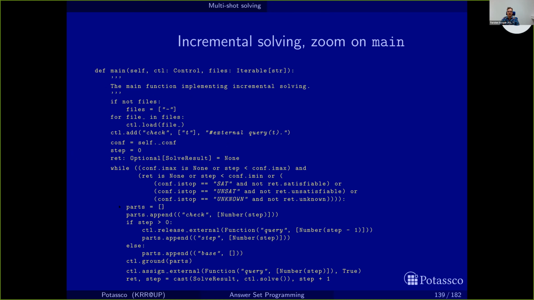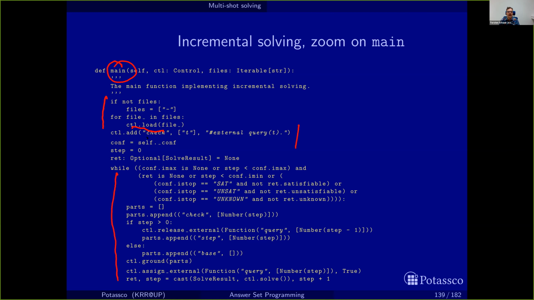Now let's go to the main function. That's actually the real interesting part. So what we do is we override the main function. And now we have a loop here that more or less increments the value of t until we have satisfied our goal. So how does that work? First of all, we load the files and all that, and once we have loaded all the files, we add here this check program.